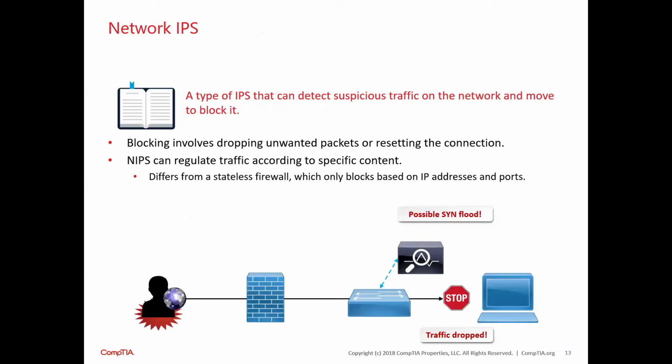And you can implement a network IPS, a type of IPS that can detect suspicious traffic on a network and move to block it. Blocking involves dropping unwanted packets or resetting the connection, and you can use a network IPS to regulate traffic according to specific content. For example, you can block based on content that has certain things.